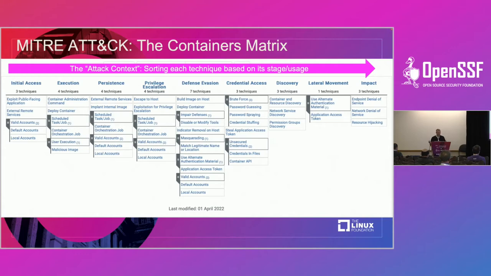You can see, for example, exploit public-facing application, with references to all those dashboards which were exposed, whether Kubernetes or Kubeflow dashboards. How do you use external remote services? How can you abuse them to get access to your clusters? And then there are the techniques for execution. How do you execute your code on those clusters?